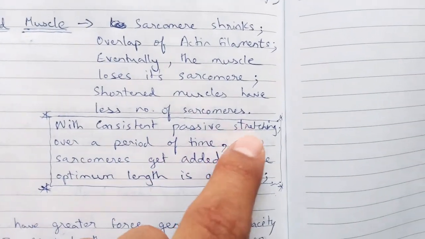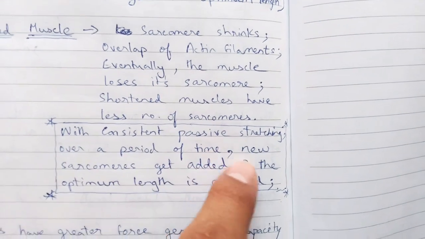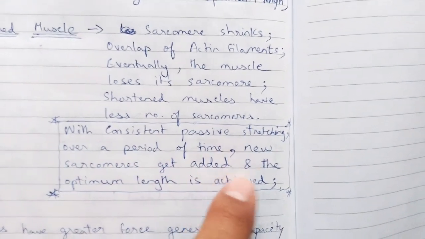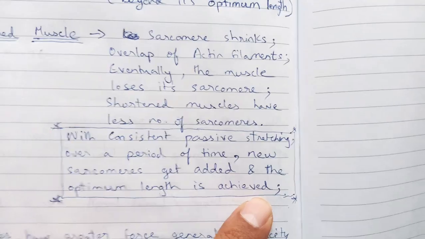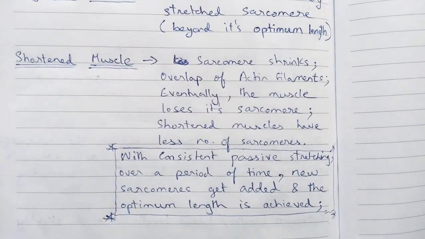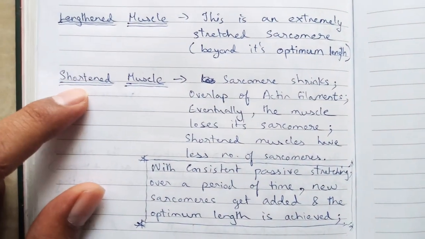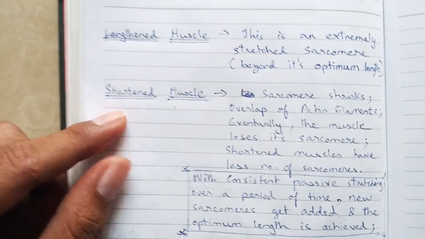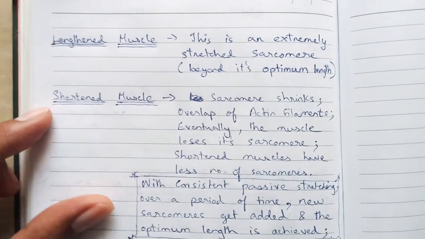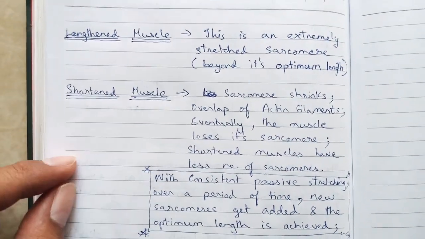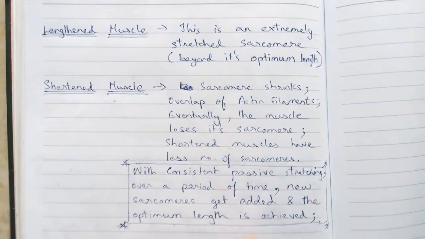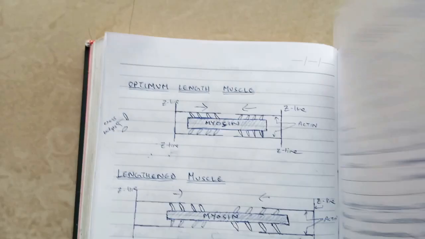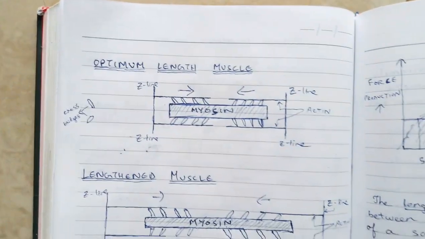With consistent passive stretching over a period of time, new sarcomeres get added and hence optimum length is achieved. With consistent passive stretching, if all of a sudden you stretch this, it's not going to work. Slowly, bit by bit, when you stretch this muscle over a period of time, new sarcomeres will get generated and it will reach its optimum length so that we can produce a lot of force.